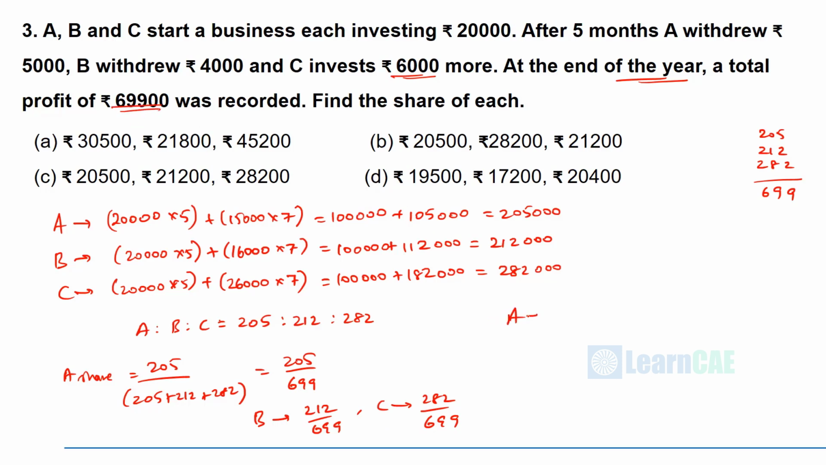So for A, we will get 205 by 699 into 69900. So this will be 100. So this is equal to 20,500. Similarly for B, it will be 21,200 and for C, it will be 28,200. So the final profits will be 20,500 for A, 21,200 for B and 28,200 for C. So the answer is C.